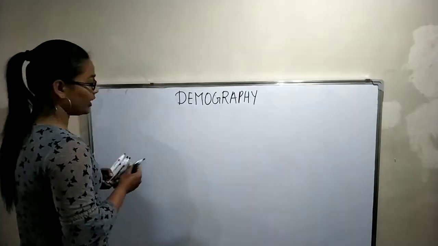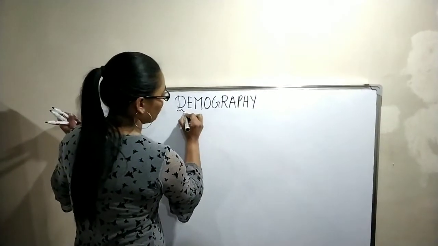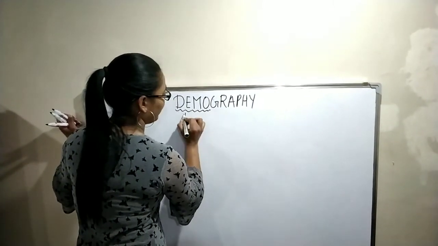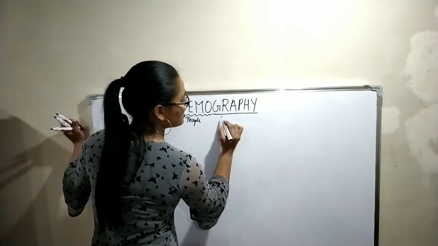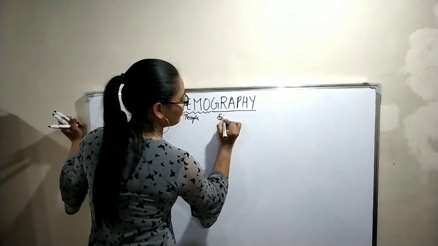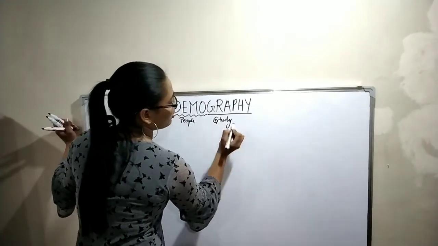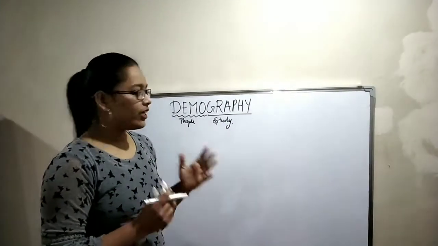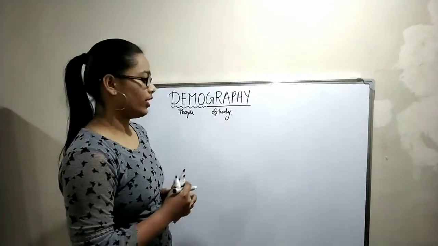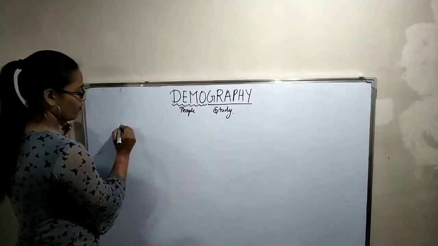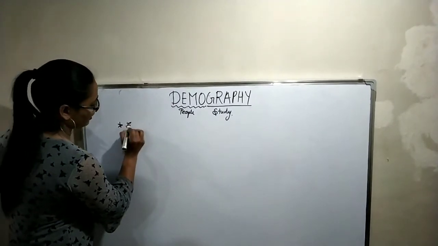Demography. Here demo means people and graphy means study. So the scientific study of population is known as demography. Here we have three parameters.